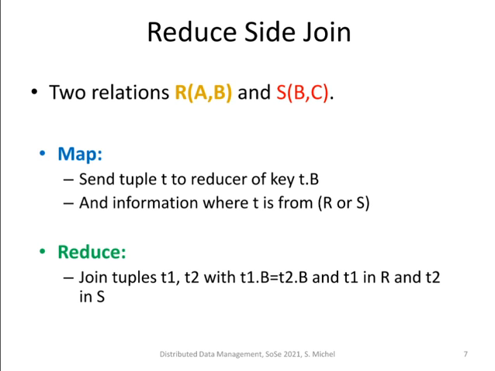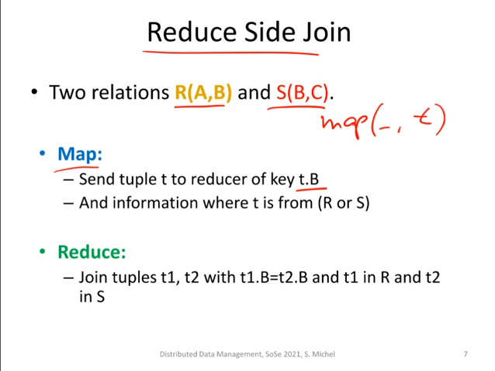So the first join, which I described already, is called reduce side join, because the join is done at the reduce side. So if you have these two relations again, the map has to take care that the tuples are correctly forwarded to the reducers. And as I mentioned already, we are doing this by taking the B value of the tuple T. So the map function would get some ID, we don't really care now, and the tuple T, and we don't care from which relation the tuple T is, and then we emit T.B as the key for the information we are forwarding to the reducers.